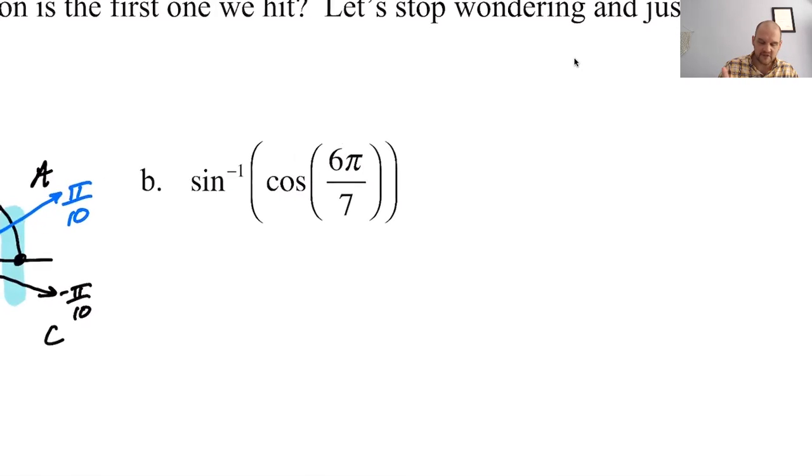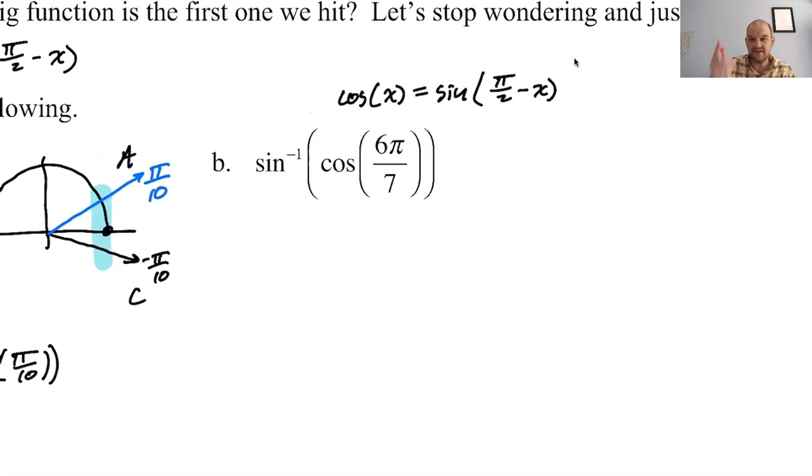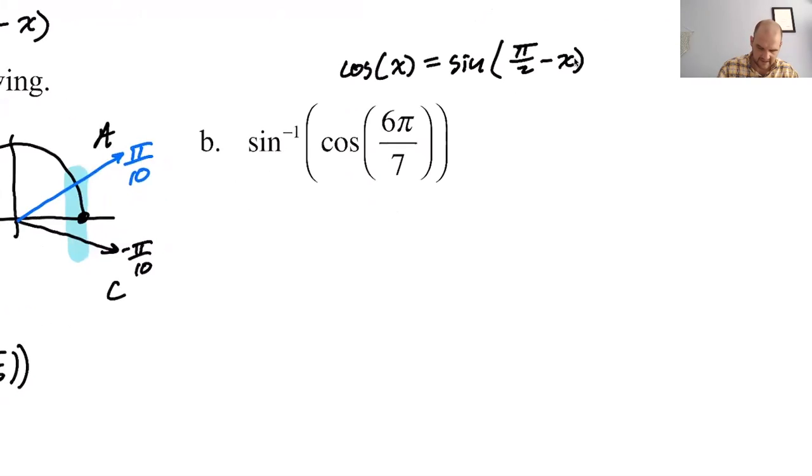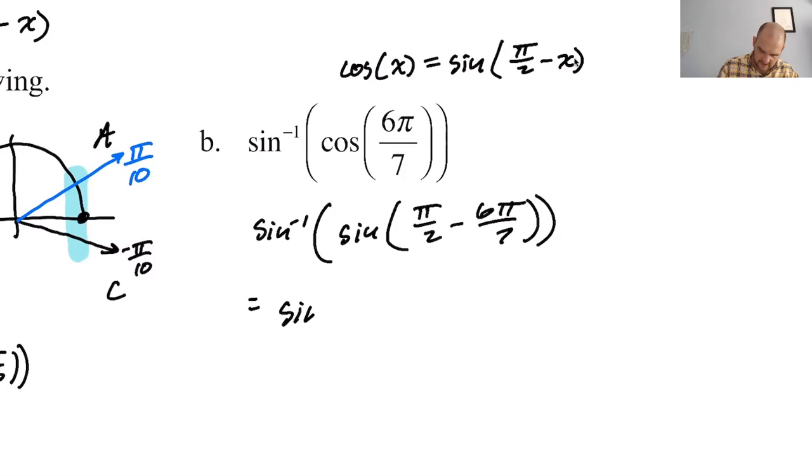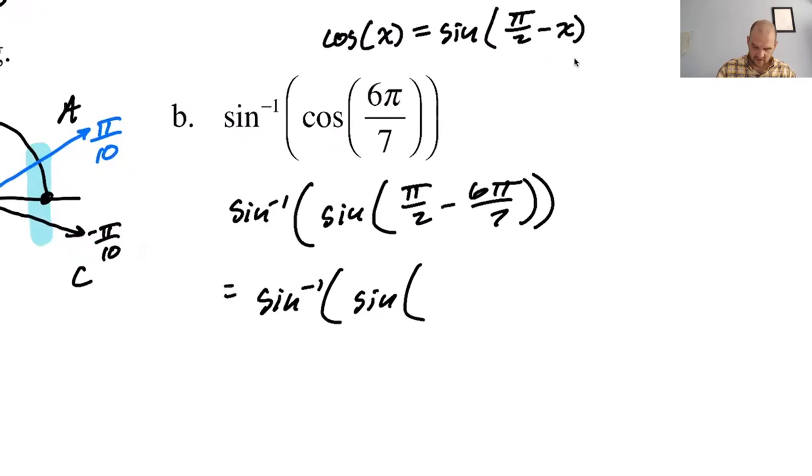So here, not the same function. So I'm going to cofunction my way to it. And the reason I can do that is that the cosine of x is equal to the sine of pi over 2 minus x. So this is almost always your first step if you have different trig functions. It only really works though if you have cofunctions, right? If this was the inverse sine of the tangent of something, who knows? Good luck on that. But this one we can do. So it's going to be the sine of pi over 2 minus 6 pi over 7, which is the sine inverse of the sine of, so it's 7 pi minus 12 pi is negative 5 pi over 14.